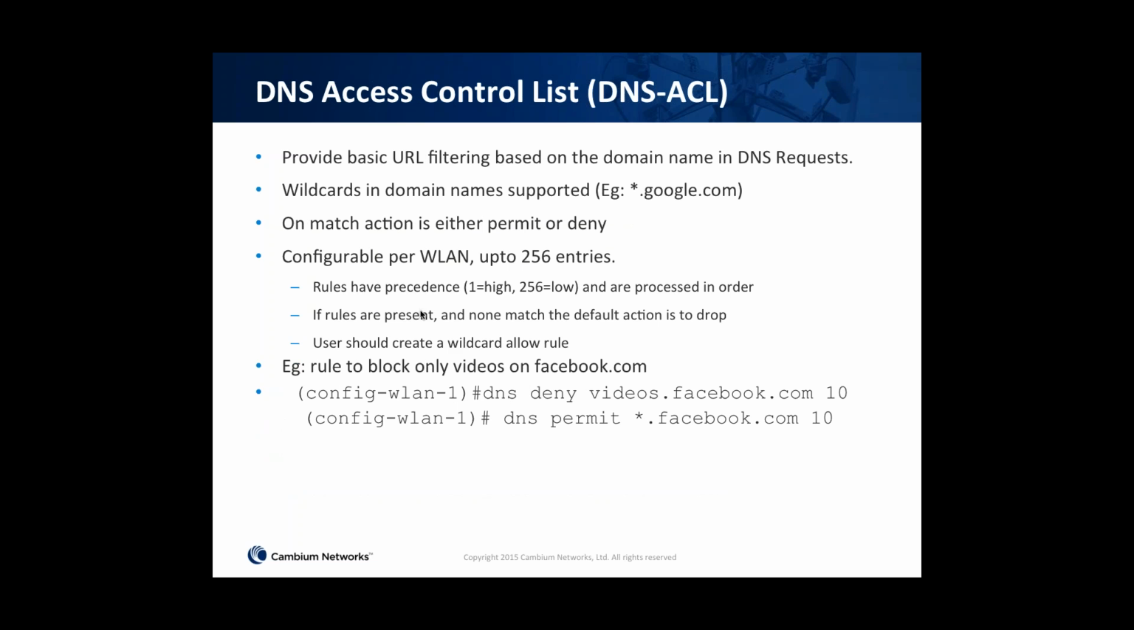We also support DNS ACL, so unlike the standard ACL, which is only IP addresses and ports, you can also choose to deny based on URL or allow access based on URL. In the example here, we had DNS deny videos.facebook, but then permit everything else from facebook.com. So this was just an example of how you would block videos.facebook.com. Again, you can configure up to 256 of these on a wireless LAN basis, and wildcards are allowed. In the example here, we had star.facebook.com.